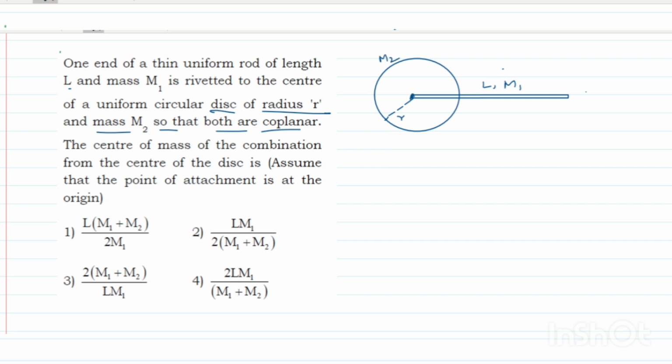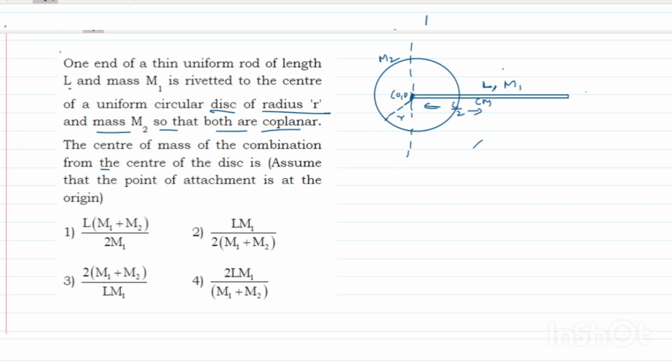So they are asking for the center of mass of the combination from the center of the disc, students. This is your origin, so about this origin we would like to calculate the center of mass. For this uniform rod, the center of mass will be located at L by 2 distance, because this is a uniform rod. And this is your origin, 0, 0.